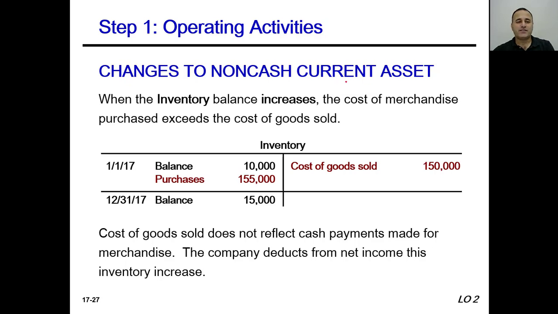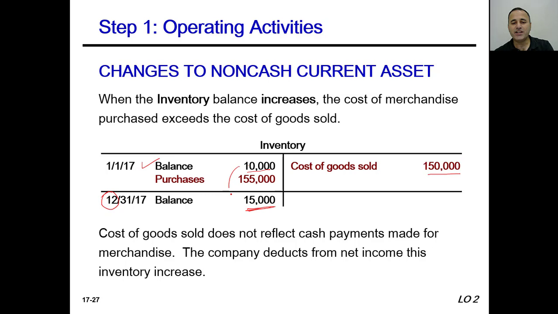Changes to non-cash current assets. When the inventory balance increases, the cost of merchandise purchased exceeds the cost of goods sold. Example again: suppose at the beginning of the year I had $10,000 in inventory. Of course, I made some purchases, and then my cost of goods sold was $155,000, and my balance is $15,000 now at the end of the year. So what happened actually?